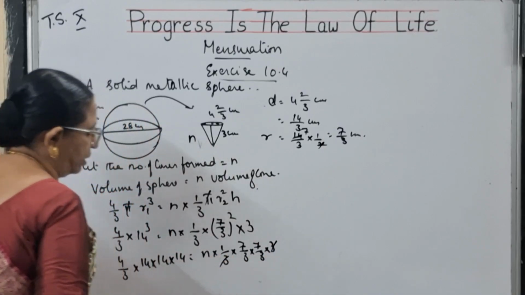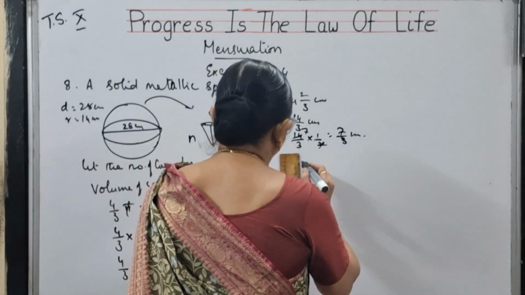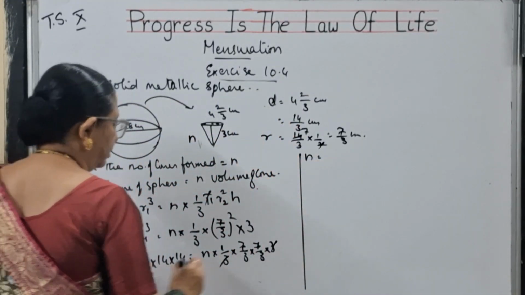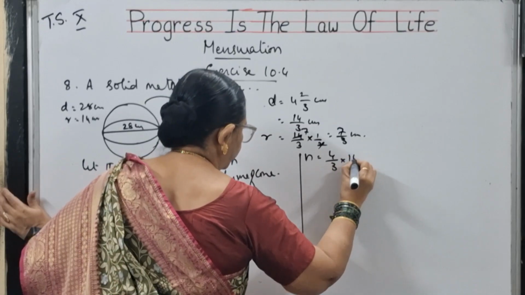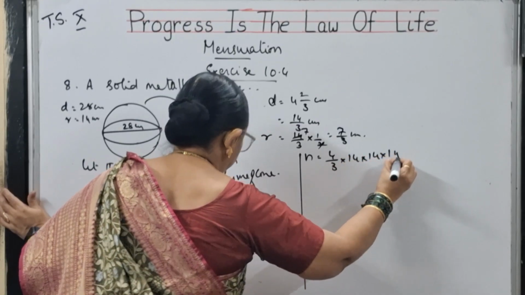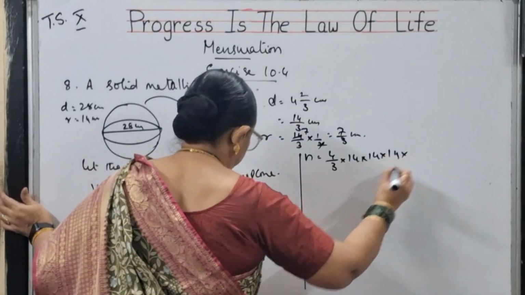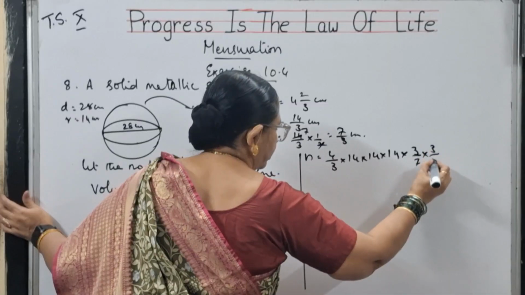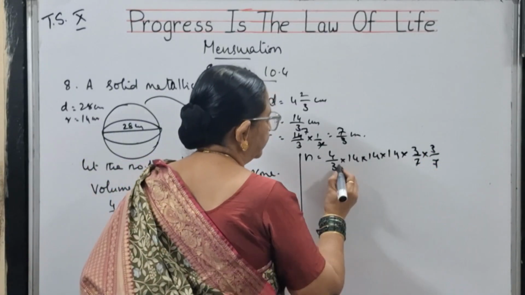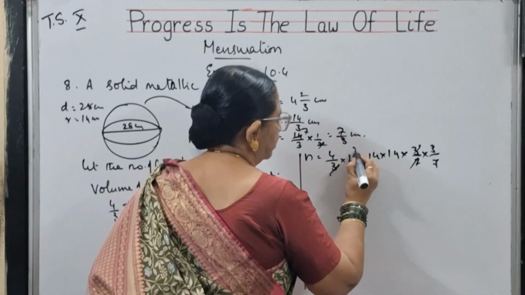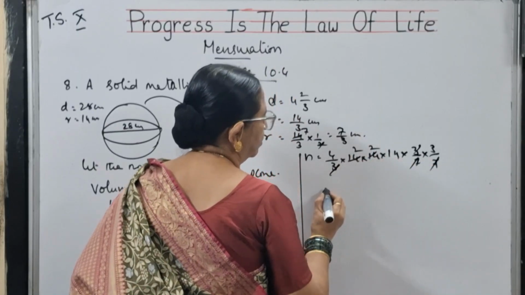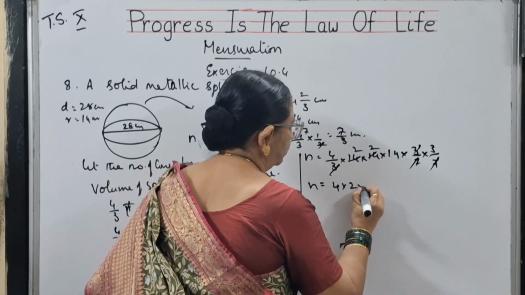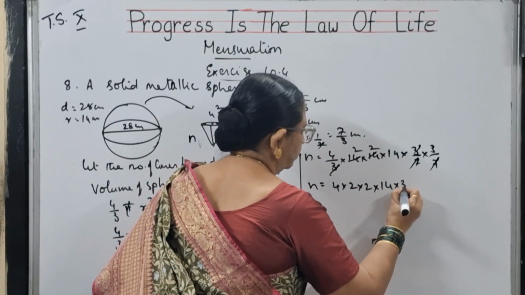So I can cancel these 3s here. I want n, so n is equal to 4 by 3 into 14 into 14 into 14, written as it is, into the reciprocal of 7 by 3, which is 3 by 7 into 3 by 7. So here 3 and 3 will get cancelled. 7 ones are 7, 7 twos are 14. So n is nothing but 4 into 2 into 2 into 14 into 3.